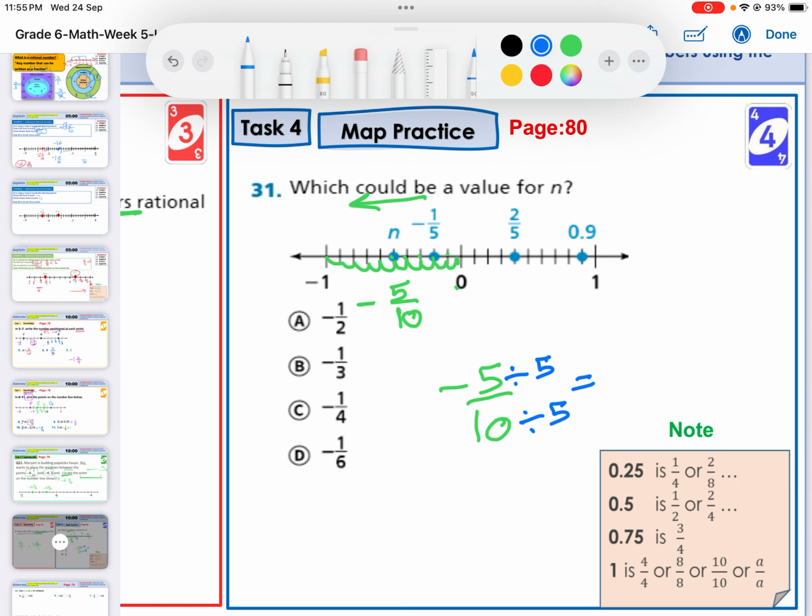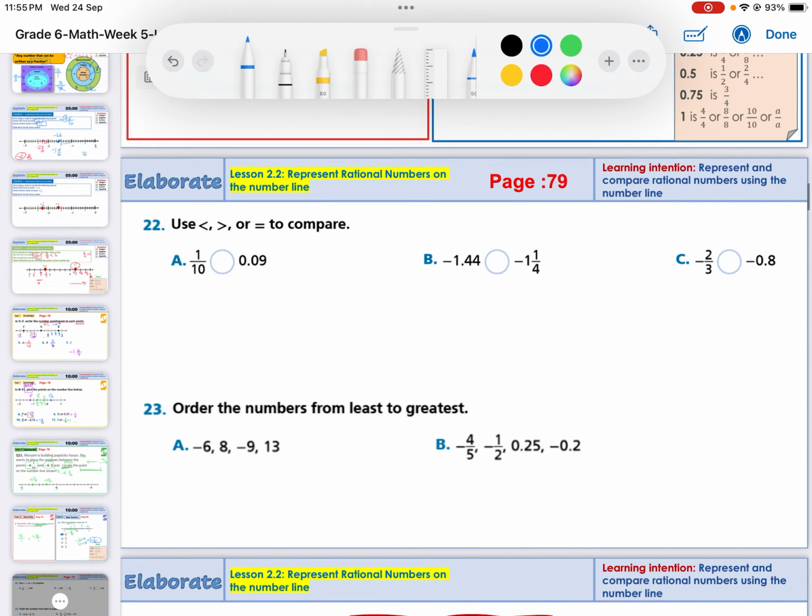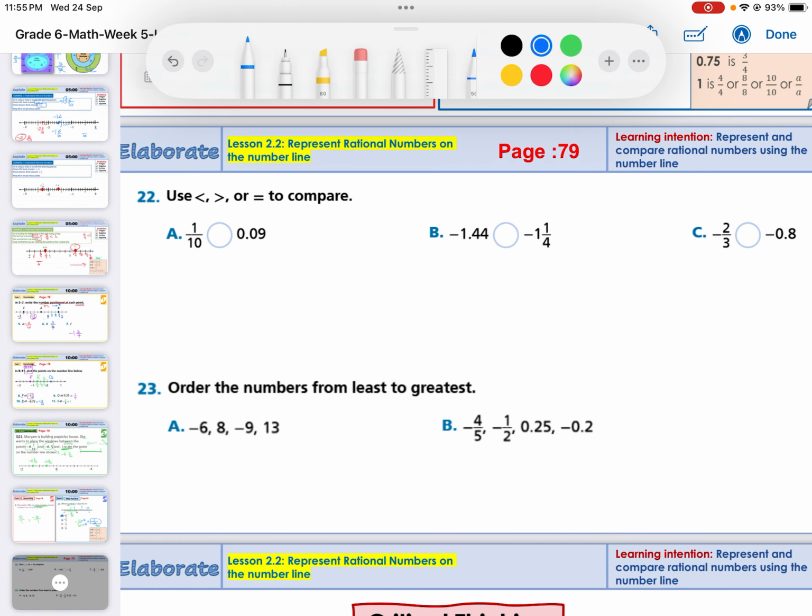So 5 divided by 5, that's a 1. 10 divided by 5, that's a 2. And my sign will be negative. Okay, guys? So the answer will be negative half. Okay. Let's move on now to the second part of our lesson, which is how to compare.